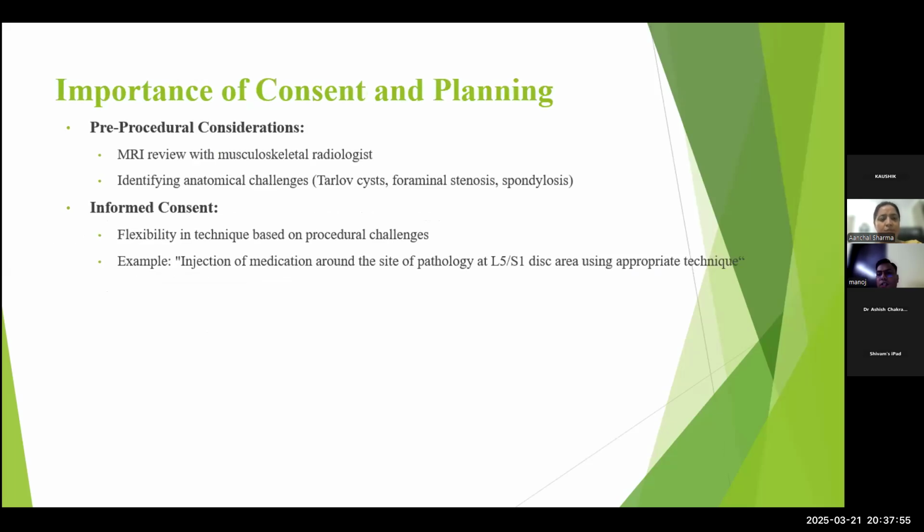Then the importance of consent and planning. MRI should be reviewed with the radiologist before the procedure, and we have to identify the anatomical challenges like Tarlov cyst, foraminal stenosis, or if the patient has spondylosis. And written informed consent should be taken with flexibility in technique based on the procedural challenges. And we have to write that if this is not possible with the S1 foramen, we can go for alternative techniques like the L5-S1 infraneural approach, or using a second needle, in the consent itself.